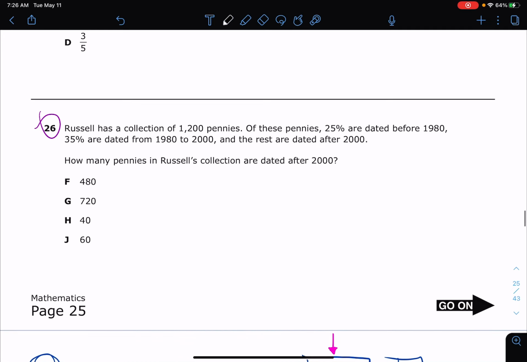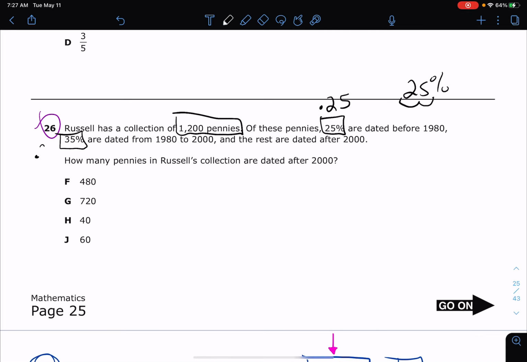Number 26. Russell has a collection of 1,200 pennies. Tiene una colección de 1,200 centavos. Of these pennies, 25% are dated before 1980. How do I change percent to decimal? Move 2 times to the left. 1, 2, 0.25.